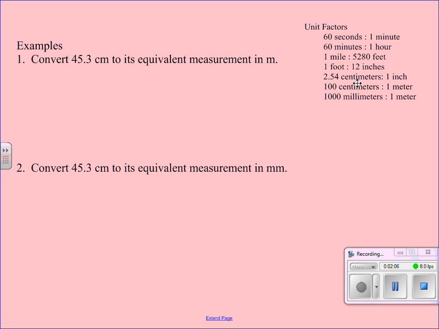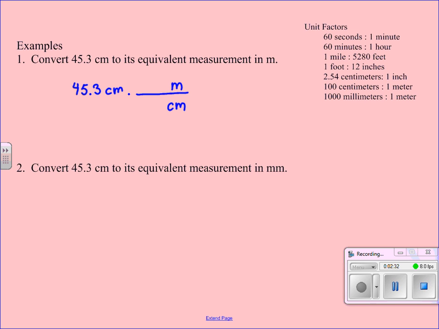Here are some examples. First, we're going to convert centimeters to meters. Now, some of you are going to be able to do this without any dimensional analysis at all. But for those who have struggled in the past, all we're going to do is look at our units. So I write down the 45.3 with the centimeters attached. Then I know I need to cancel centimeters because I don't want my final answer in centimeters, so I'm going to put that on the bottom. And I know my final answer should be in meters, so I'm going to put that on top.